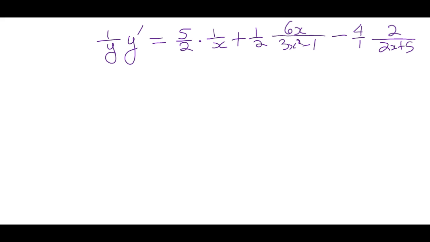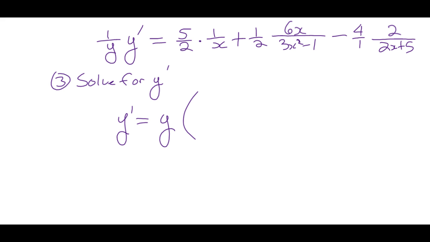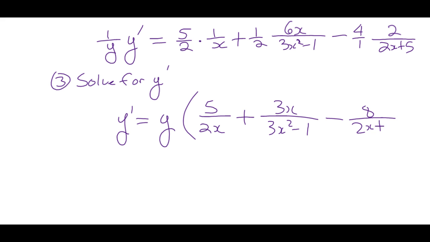Well, so what is next? Then we solve for y prime. Right, so what's y prime equal to? Well, y prime is equal to y times, okay, because we got 1 over y times, and we'll just kind of clean these up, right? So what do we got? 5 over 2x plus the 2, that takes that to 3x over 3x squared minus 1 minus 8 over 2x plus 5. Okay. I'm not going to combine those into a single term. We're not going to go for a common denominator here, but that's possible, right?